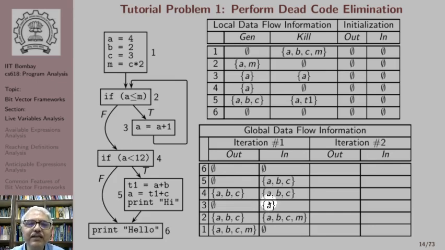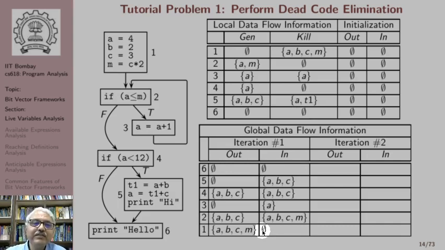Now at the exit of 2, we take a union of this set and this set, which is the union of in of 4 and in of 3, and we get at the out of 2 the set ABC, and now additionally M becomes live. So at the entry of 2 we get the set ABCM, at the exit of 1 we get the set ABCM, and because everything is killed we get the empty set as the set of variables that are live at the start of the program.